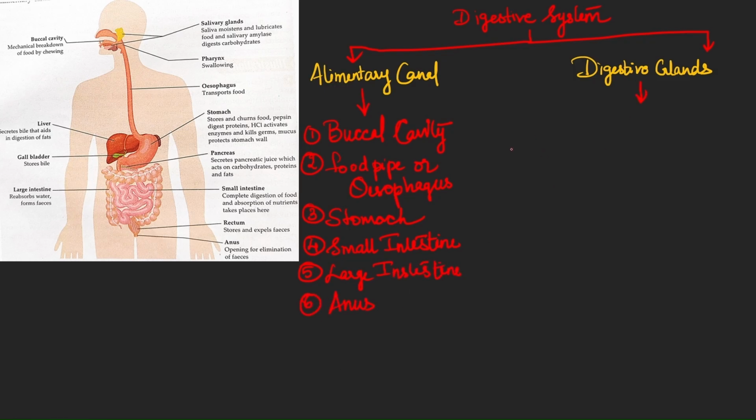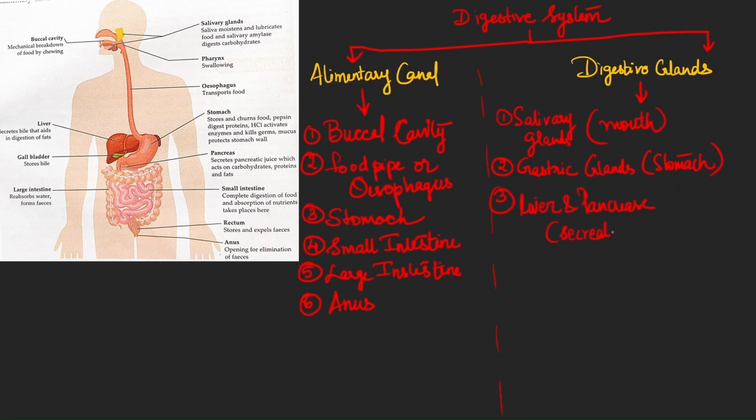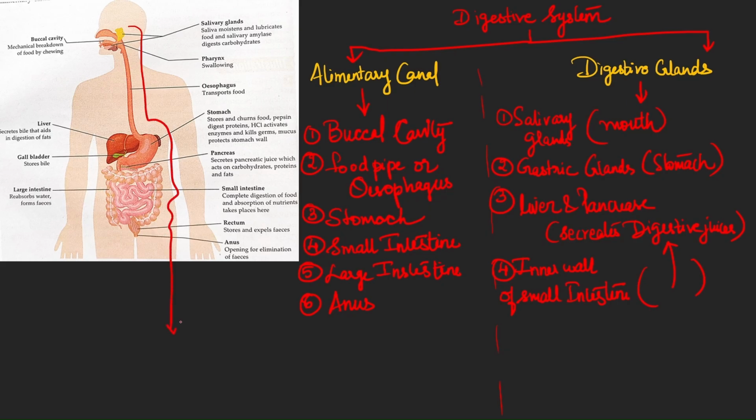Digestive glands consist of the salivary glands, which are present in our mouth, gastric glands, which are present in our stomach, and the liver and pancreas, which secrete digestive juices. Fourth is the inner wall of the small intestine, which also secretes digestive juices. The food gets gradually digested as it passes through different compartments of this alimentary canal. Finally, it will get digested.